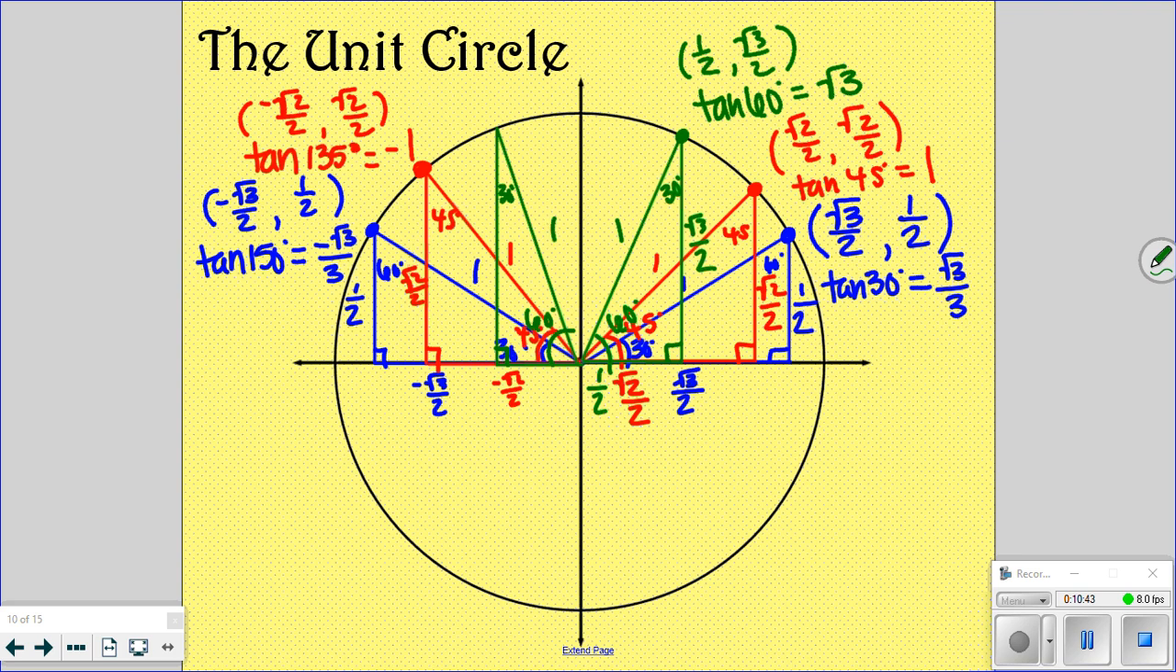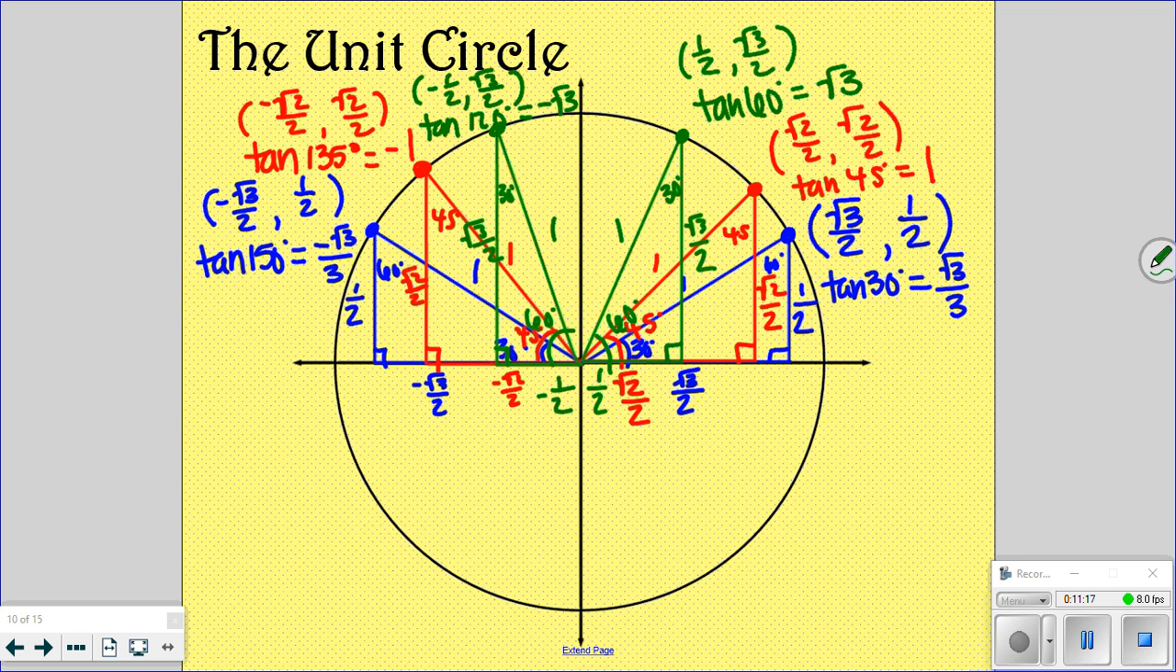Again, the hypotenuse is 1. This side length is square root of 3 over 2. And then this one is negative 1/2. So this point would be negative 1/2, comma, square root of 3 over 2. And then the tangent value, if this is 60, coming from over here, is going to be 120 degrees. So the tangent of 120 is going to equal negative square root of 3. Okay, so that's doing the first and the second quadrant.